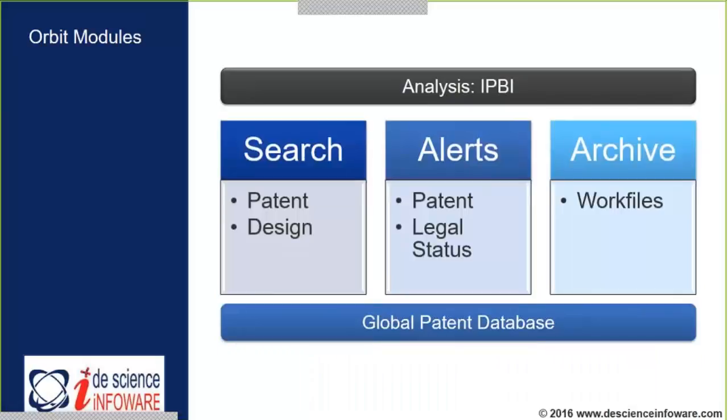So as an overall picture, we have a search module. You can search for patents, search for designs, search for trademarks. You can create alerts. The second module, alerts, can be publication alerts. So let's say you search for Samsung and anything new is published by Samsung, you want to create an alert for that. That can be done.